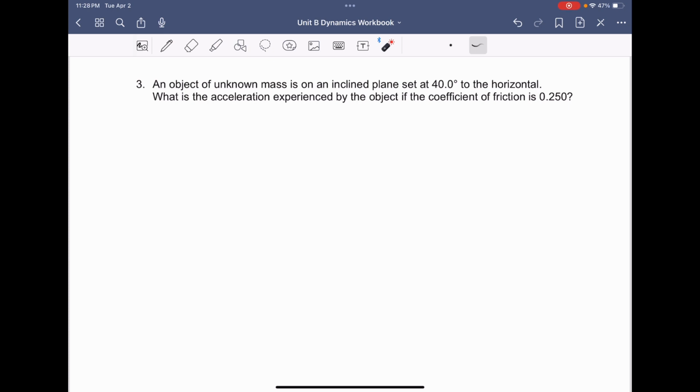Now, right away, I want you thinking with this one, this is an odd one because they don't really give us a ton of information. You're probably thinking, we don't have mass. We're just given a random coefficient of friction. Like, how does this help us at all?